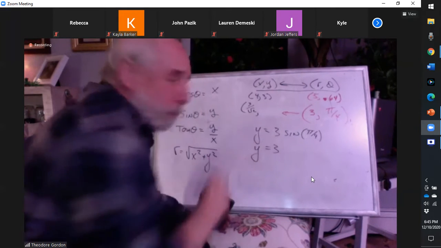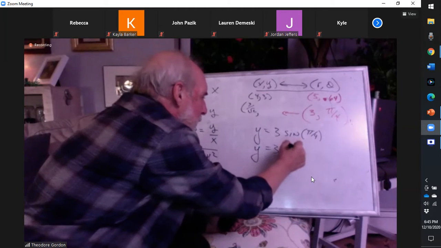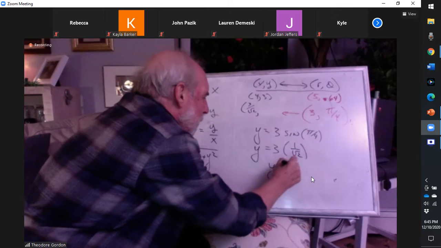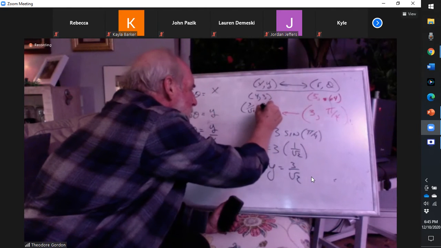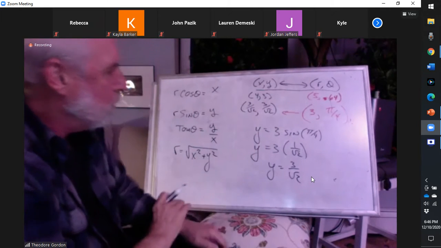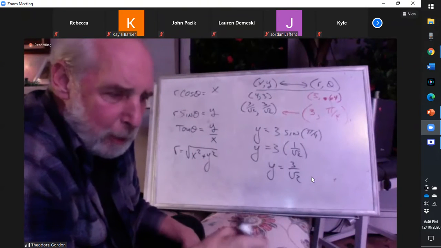So pi over 4 is 45 degrees. That's where the sine and the cosine are the same thing. So 1 over square root of 2. So the y value is 3 over the square root of 2. There, converted. It's not difficult, just takes a little bit of practice.